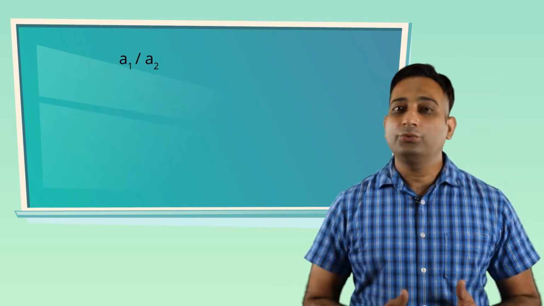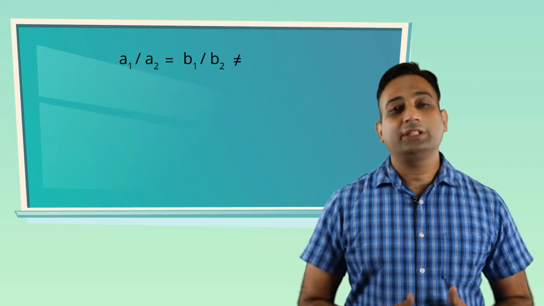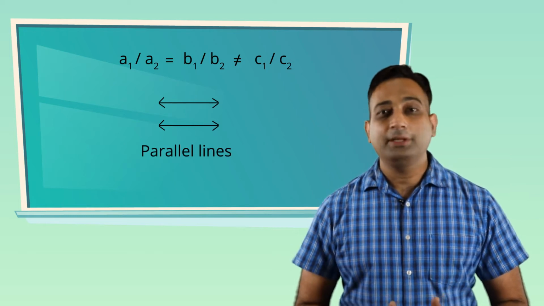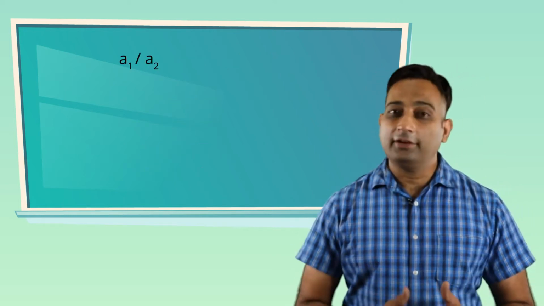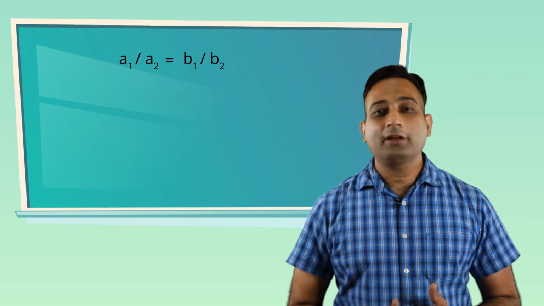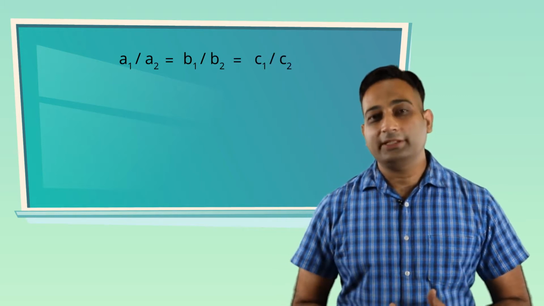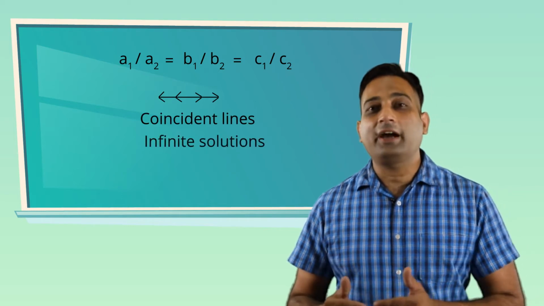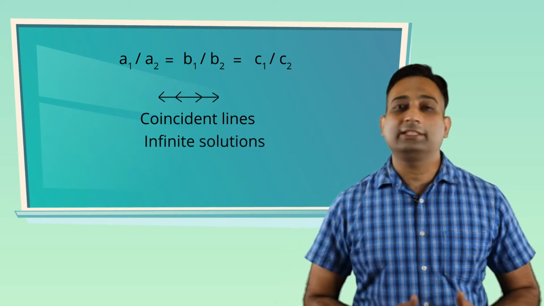If a1 by a2 is equal to b1 by b2 is not equal to c1 by c2, that means these lines are parallel and there will be no solution. If a1 by a2 is equal to b1 by b2 is equal to c1 by c2, that means these lines are coincident and there are infinite solutions for these equations.